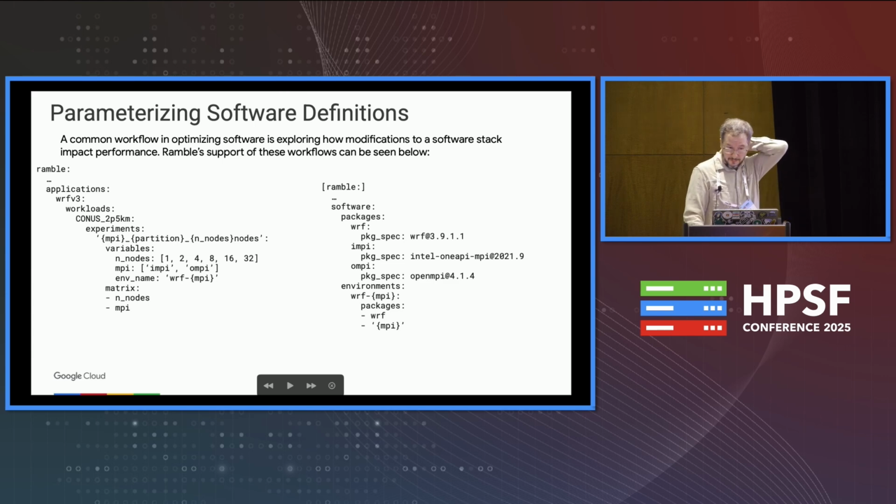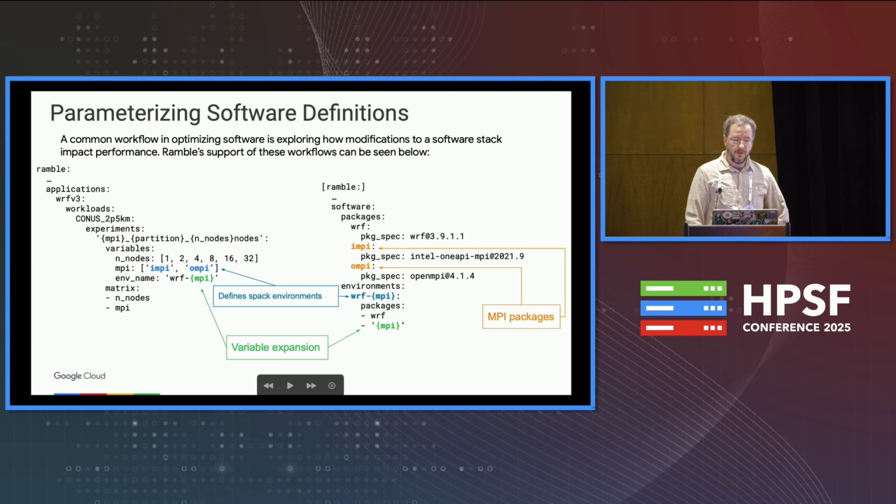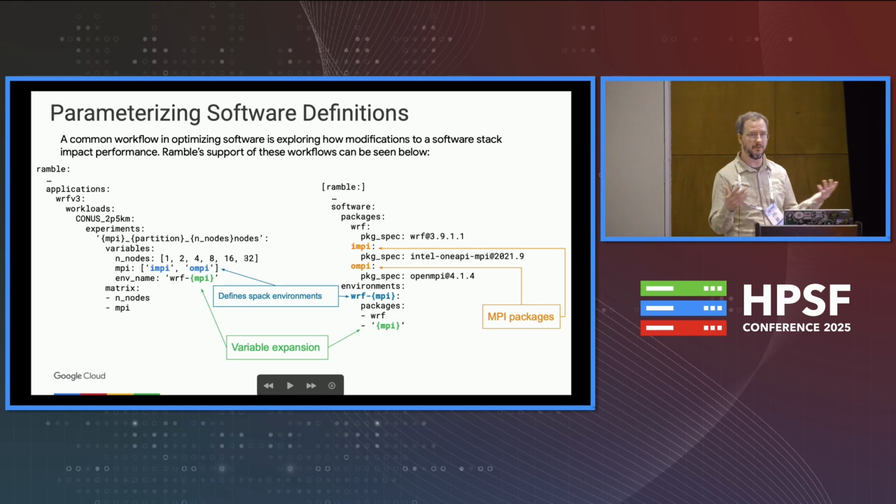So the configure experiments bit looks kind of like this. You write a YAML file. Here I'm describing how you can parameterize software definitions. So this describes some WRF experiments. In this case, we're talking about doing a scaling study on some different partitions in a Slurm cluster. And the scaling study goes from 1 to 32 nodes, as you can see here. And then what we want to do in this is add on a parameterization of Intel MPI and OpenMPI so we can see what impact that has on the performance.